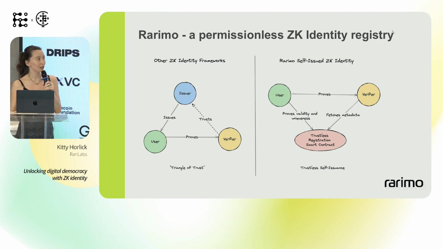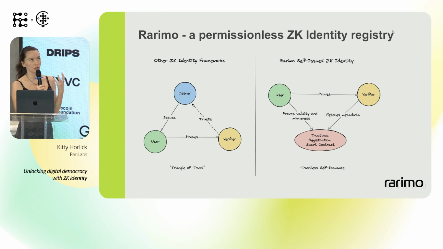And so that is what we did. And we built what we call Rarimo's permissionless ZK identity registry. So this represents an entirely new paradigm for issuing identity. It completely gets rid of third-party attesters, and instead it lets users self-issue their identity. So it ends this cycle of dependency.